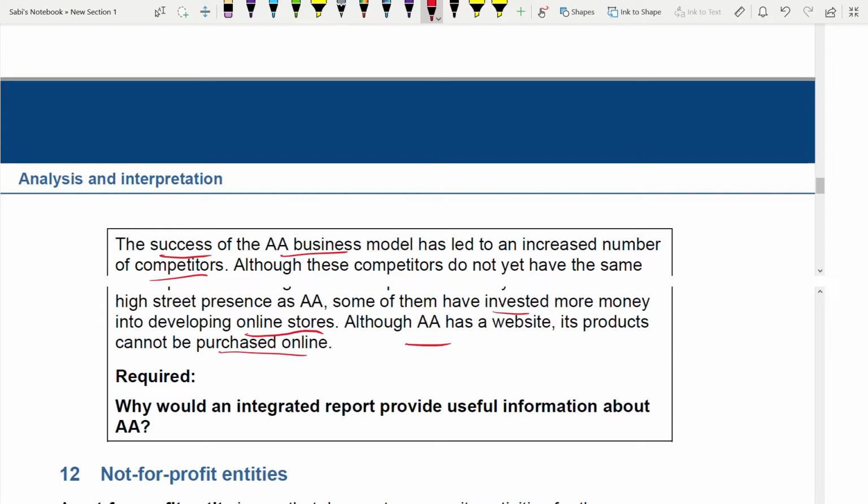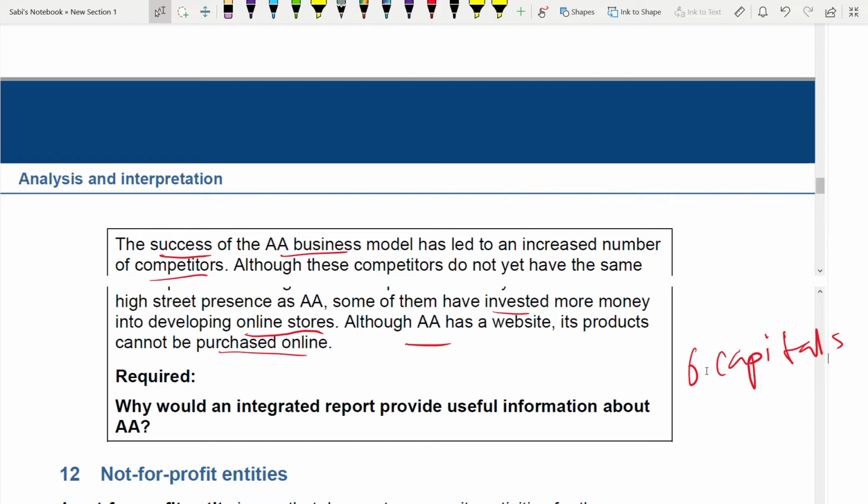So whenever a question comes, why would an integrated report provide useful information about Double A? Directly they will not ask what the elements are, what the guiding principles are, or the six capitals. Sometimes they might mention the six capitals, but rarely. Indirectly they will ask you like this, and you have to talk about the six capitals. Sometimes, looking at your scenario, it's not possible to get information about all six capitals. Maybe two or three, whatever you get, take it from there.